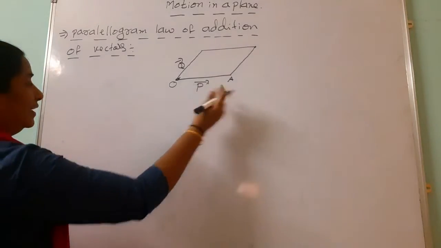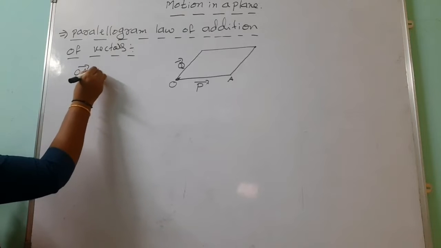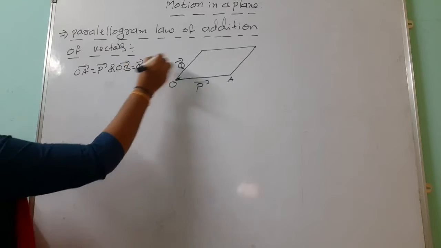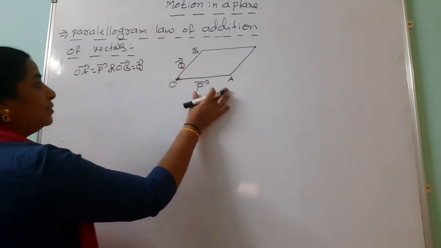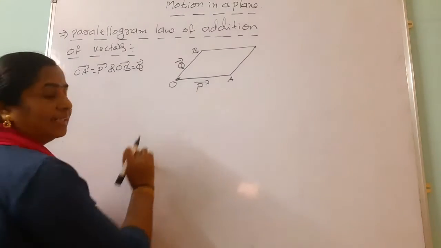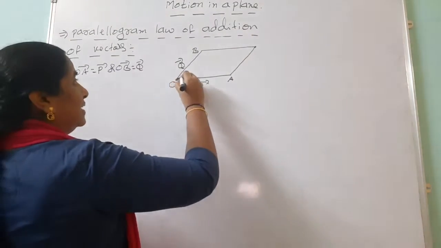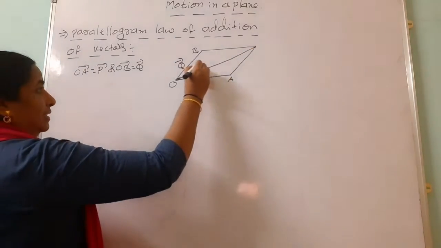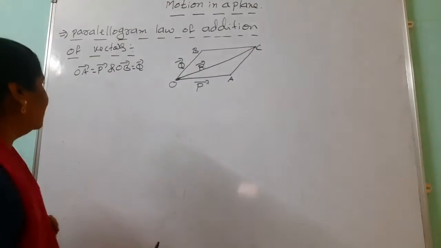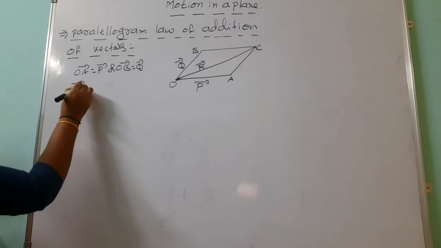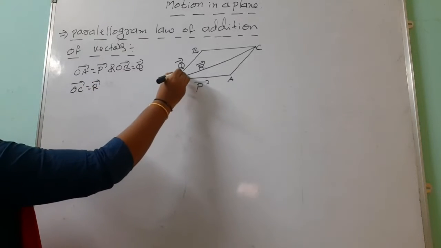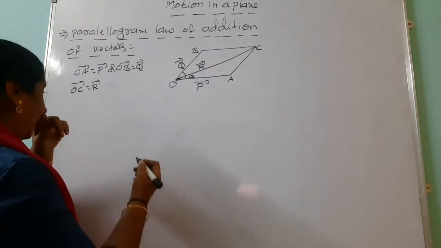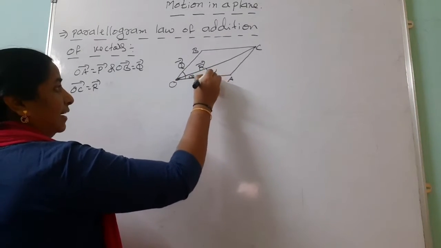Here are two vectors. One is OA bar equals P bar and another one is OB bar equals Q bar. This is B. These two vectors are representing two adjacent sides of the parallelogram. Then the resultant is represented by the diagonal passing through the origin. And this is R bar, the resultant of these two vectors. So we are giving 1 point here. OC bar equals R bar. We should consider the angle between these two vectors as theta. The angle between the resultant and this one is alpha.